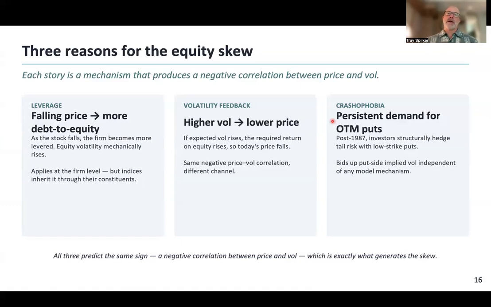So I mean, all three are probably operating simultaneously, and researchers debate the relative weights. But the point for us is that the skew is a robust feature, not necessarily an arbitrage opportunity, right? Because it deviates from the expected log normal model of the BSM. In fact, it reflects real economic forces.